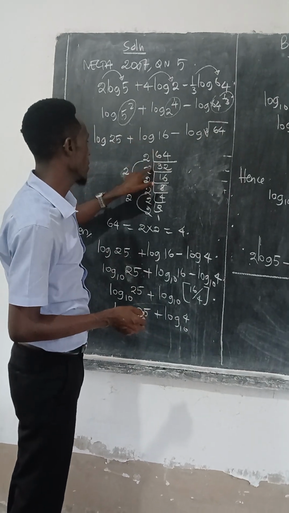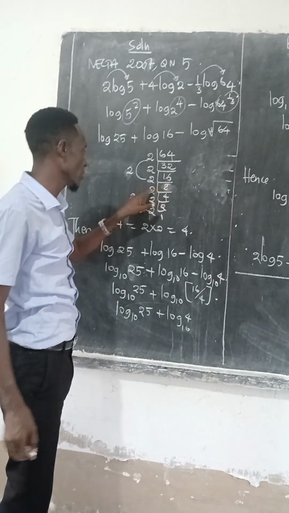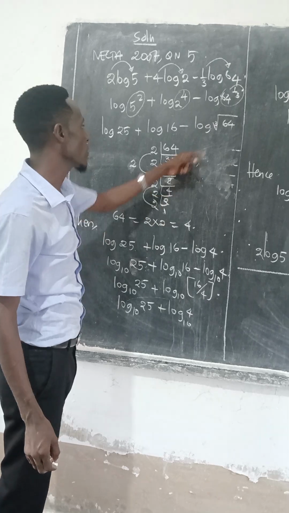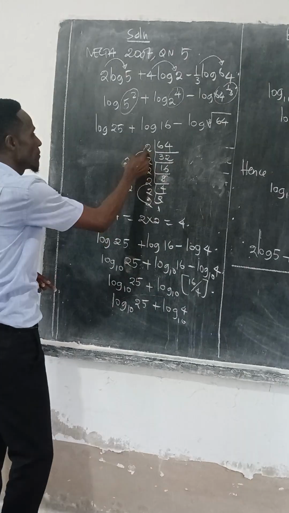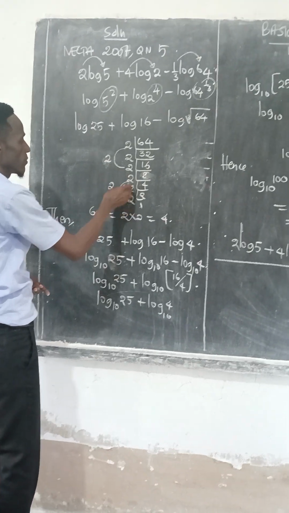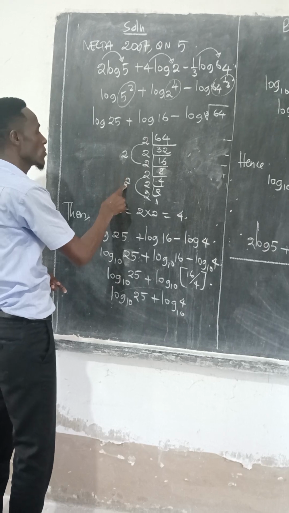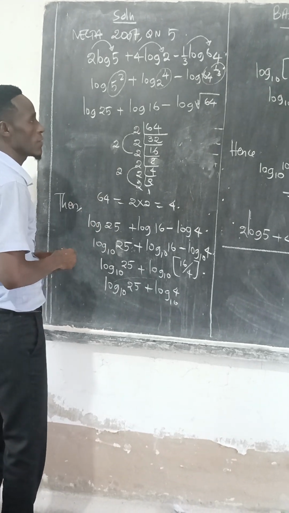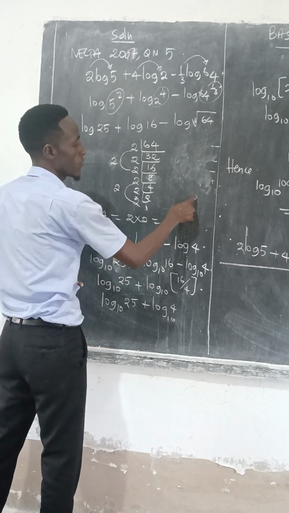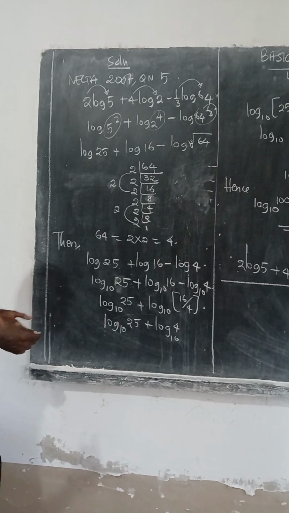Just divide by 2, you get 32, by 2 you get 16, by 2 you get 8, by 2 you get 4, by 2 you get 2, then by 2 you get 1. Because it is a cube root, just take groups of 3 numbers, 1, 2, 3, and pick one. So you have only 2, 2. So 2 times 2 you get 4. It means the value of this cube root is equal to 4, because 4 times 4 times 4 equals 64.